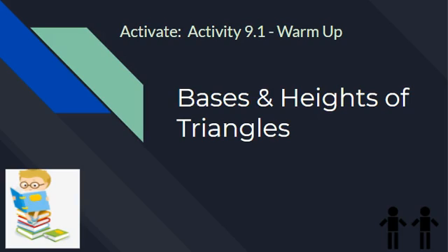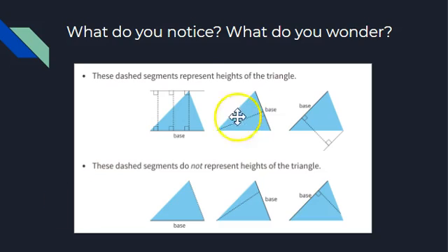So first thing we're going to do is talk about bases and heights. On the screen here, I've got several triangles. These all at the top, those dashed lines represent the heights of each one of those triangles. What do you notice about those heights on each one of those? Yeah, they've got that right angle symbol there. So just like what we talked about with our parallelograms, we have to have a right angle off of the base to find the height of the triangle.